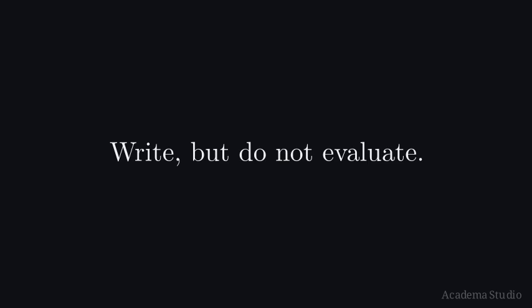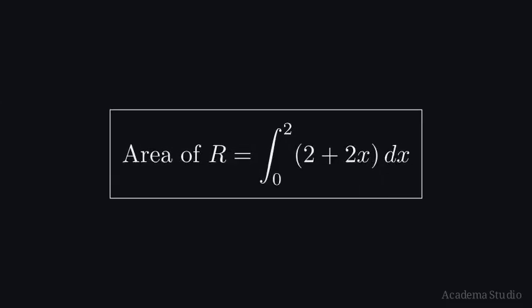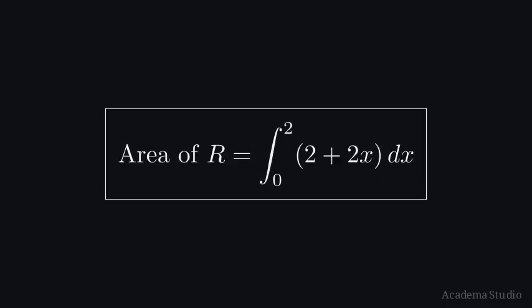The question asks only for an integral expression. Therefore, we stop after writing the correct integrand and limits. Either expression correctly gives the area of region R. The final answer: area of R equals the integral from 0 to 2 of 2 plus 2x dx.